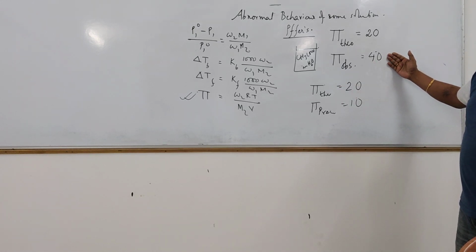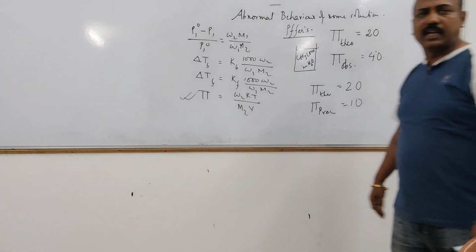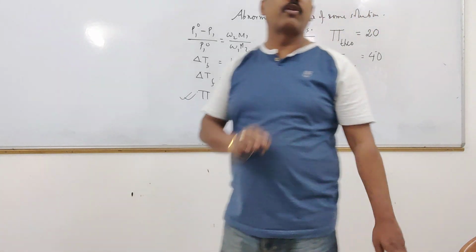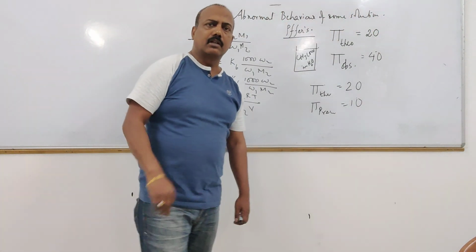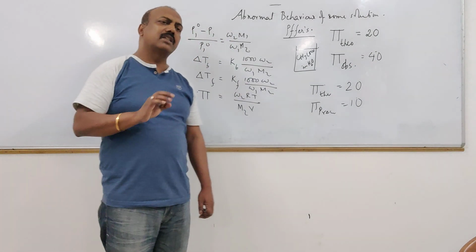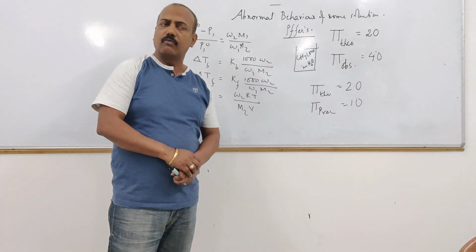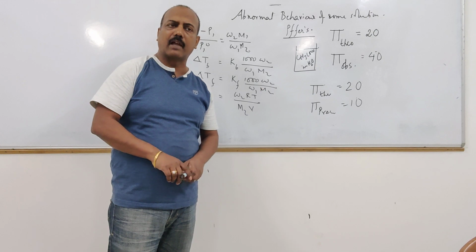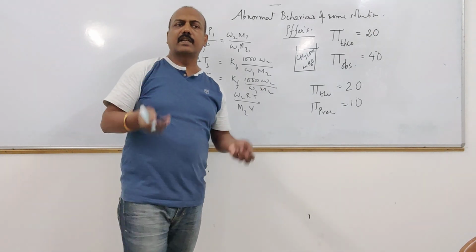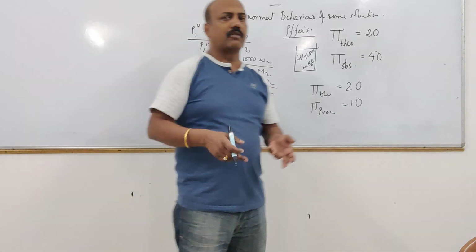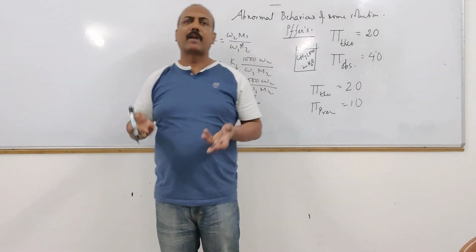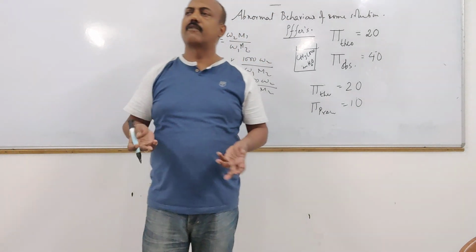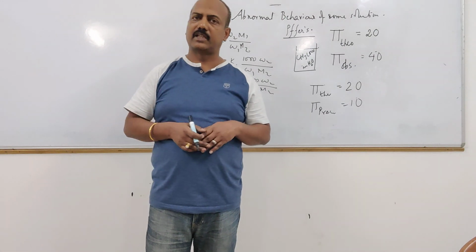Why did I take these examples? It is not necessary that it will increase over the expected value. It can even decrease from the expected value, which means it is showing some abnormality. Now the question is, what is the reason for which it is showing the abnormality? The colligative properties, again I am going to the definition only. The colligative properties depend on what? They depend on the number of solute particles, not on their nature.